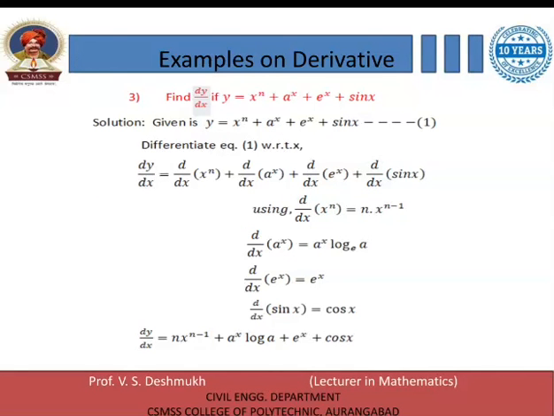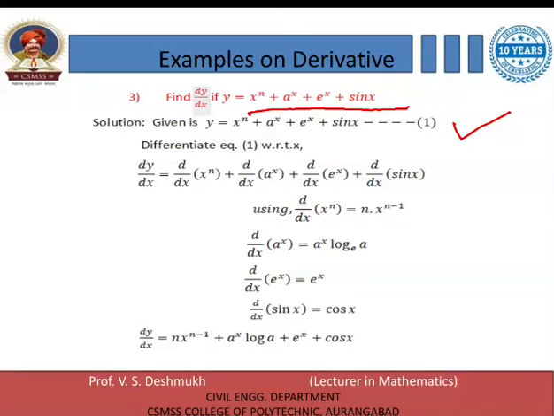In the next example, find dy by dx if y is equal to x to the power n plus a to the power x plus e raised to x plus sin x. So by the rule of summation of derivatives, we apply the derivative to all the terms. So y is equal to x raised to n plus a raised to x plus e raised to x plus sin x is equation 1. Differentiate equation 1 with respect to x.